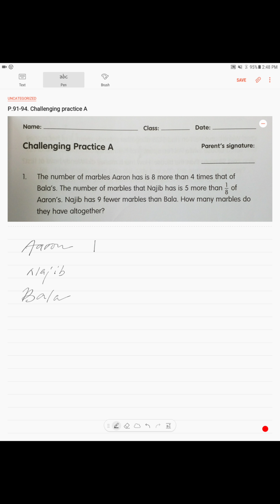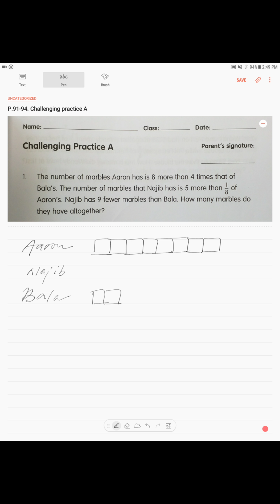And we draw this 8 units: 1, 2, 3, 4, 5, 6, 7, 8. He has 8 units, right? Now, the first sentence, he has 8 more than 4 times that of Bala. So if we draw Bala as 2 units, this is going to be 4 times more. But we also have 8 more, right? So we need to draw this extra 8.